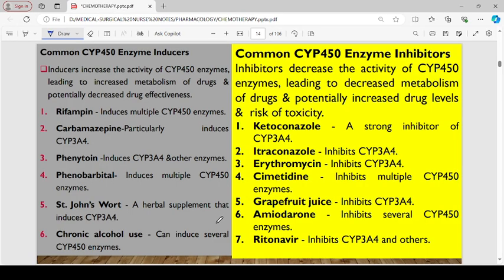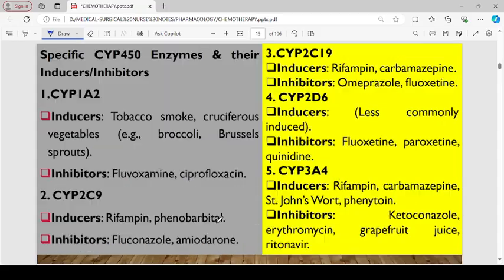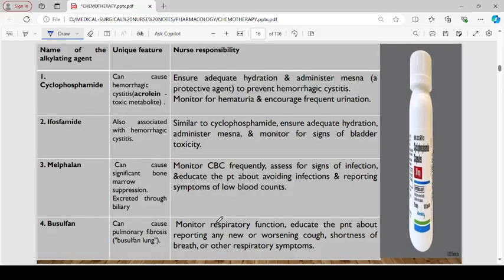effectiveness. While on the other hand, the enzyme inhibitors are going to decrease the activity of the CYP450 enzymes, and this leads to decreased metabolism of drugs, potentially leading to increased drug levels and risk of toxicity. So it's important for us to know which are the inducers and which ones are the inhibitors for us to manage our patients more effectively, right?